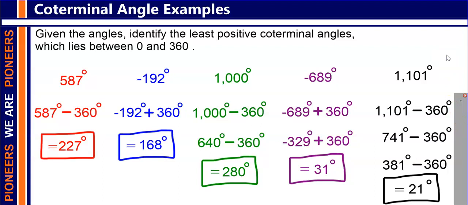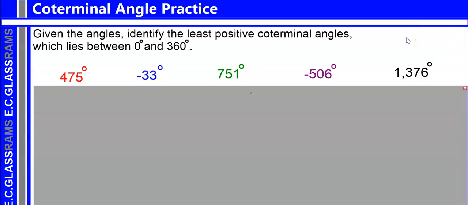So if it's greater than 360, we subtract 360 until we get to our range. And if it's less than 0, you have to add 360 in order to get to the proper range. So go ahead and take this time to take these examples and practice on your own. When you're ready to check your work with mine, go ahead and resume the video. So pause here and resume.